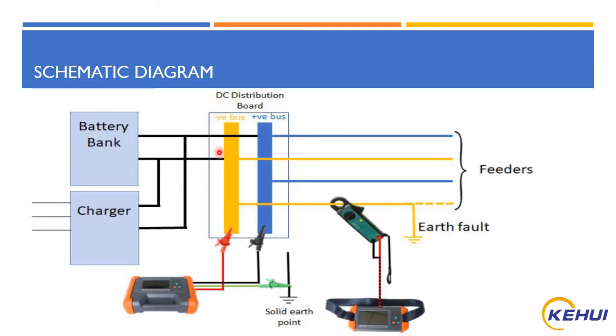If you consider this circuit, we inject a low frequency pulse into each feeder. So this pulse goes through each and every feeder, but it takes a return path only through the fault point. So when you clamp this sensor to a healthy feeder, it doesn't get any information about the fault indication. When you go to the faulty feeder, it gives clear information of the leakage current as well as the injected voltage waveform.